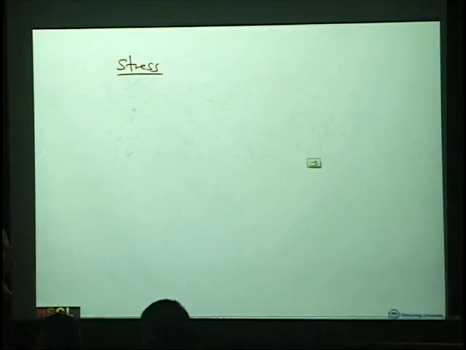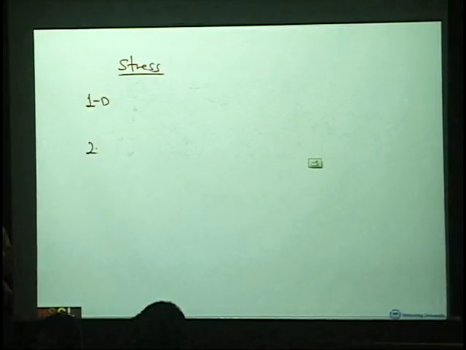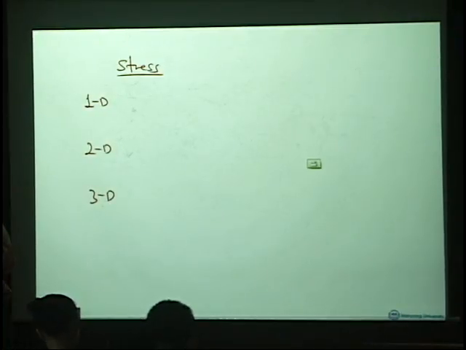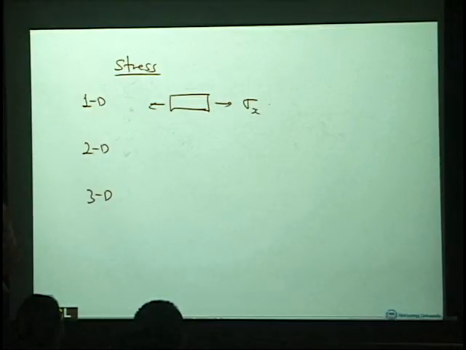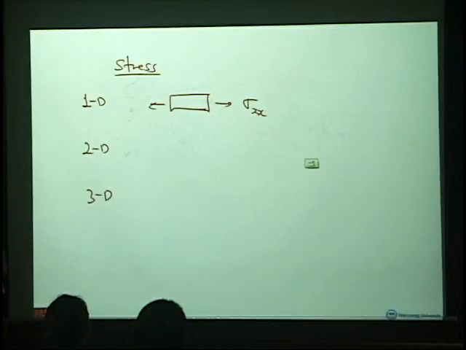I will just summarize the stress in the one-dimensional case, the two-dimensional case, and the three-dimensional case. In the one-dimensional case, we only have one component, which is sigma x. That's it. Strictly speaking, we have to use the two subscripts. This is the x, and this is the x.